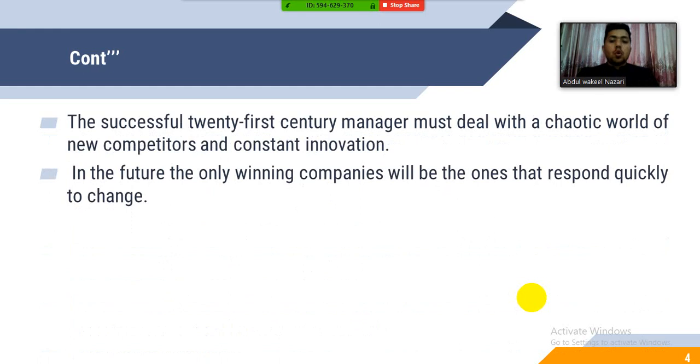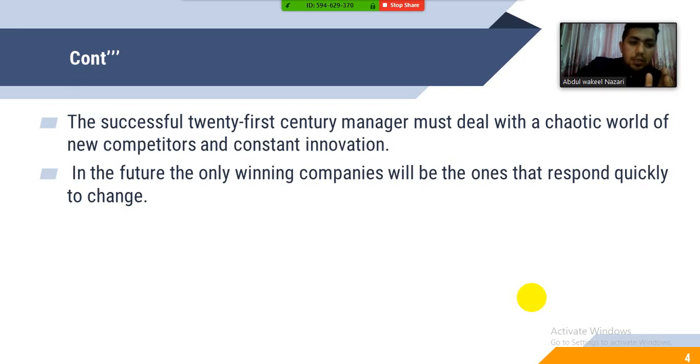In the future, the only winning companies will be ones that respond quickly to change. Remember that. A company that responds to the change will succeed in the future. If they do not respond to the change, they will not survive in the market.